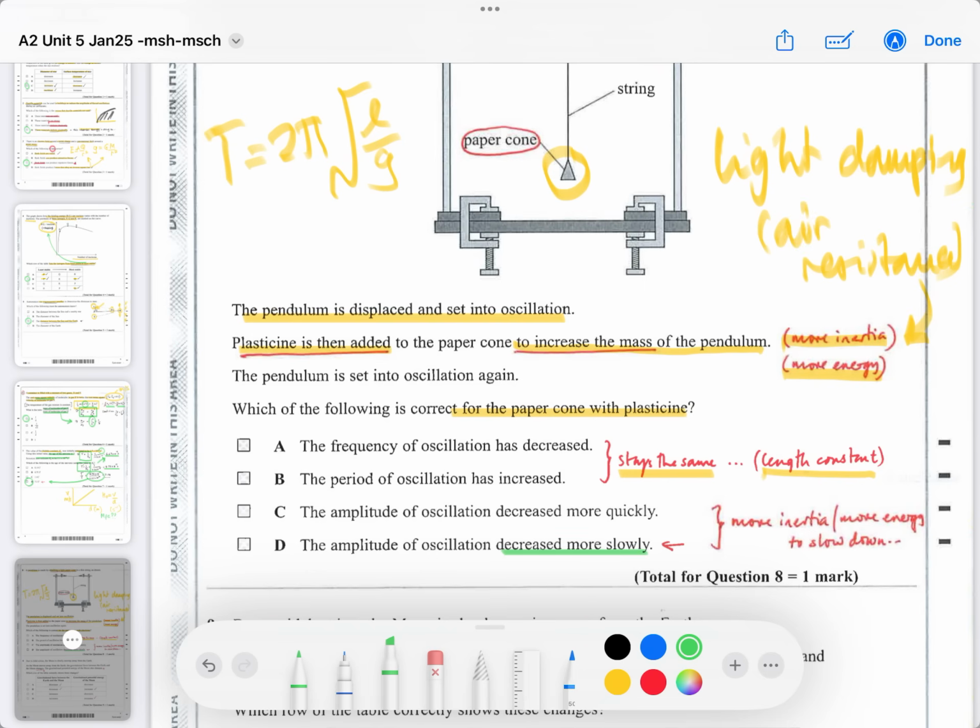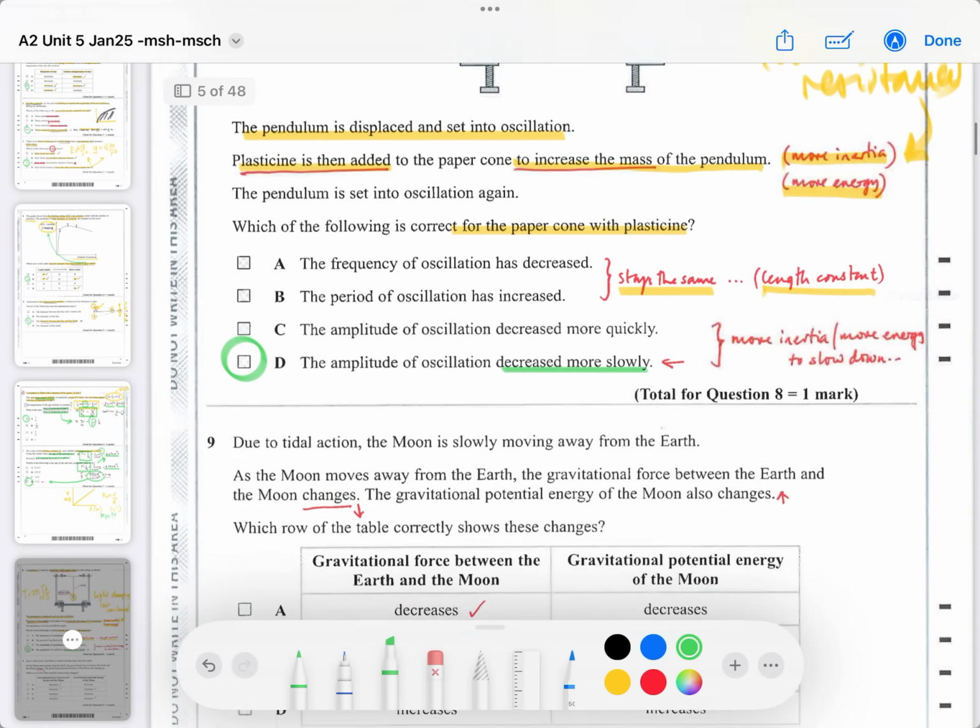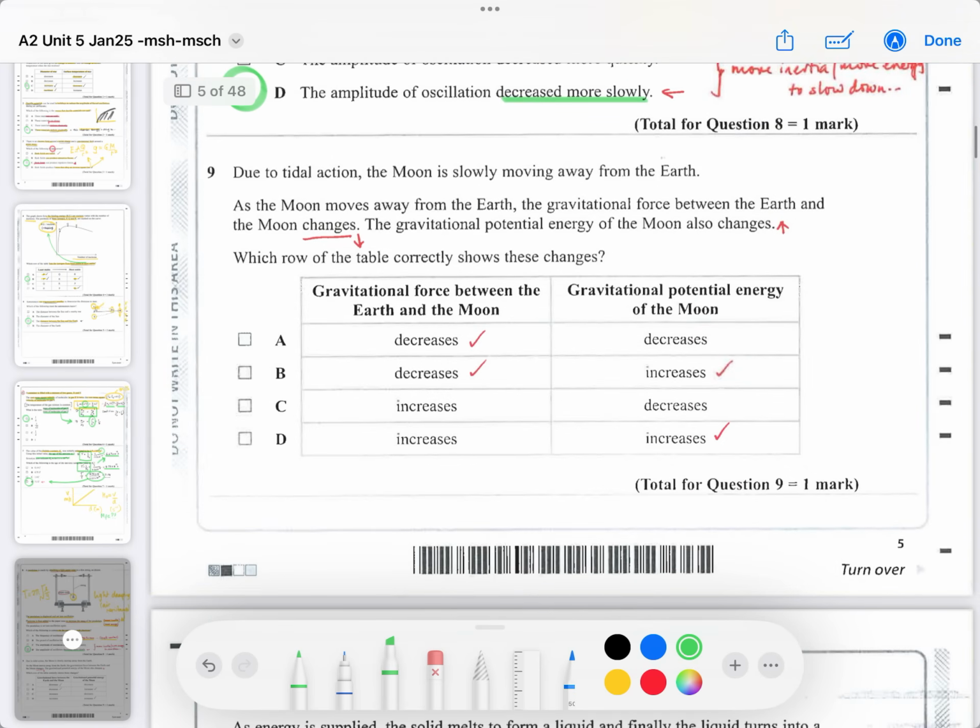Yeah, so that little bit of paper cone is not going to be able to slow down a big mass as easily as it can a lighter mass. Okay, so it's basically Newton's second law in action, trying to change its momentum.